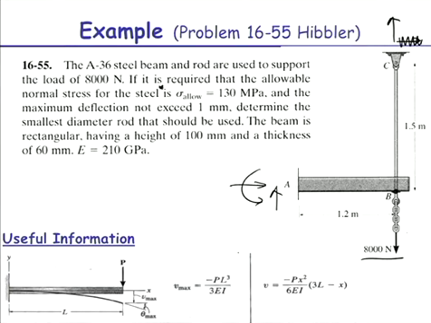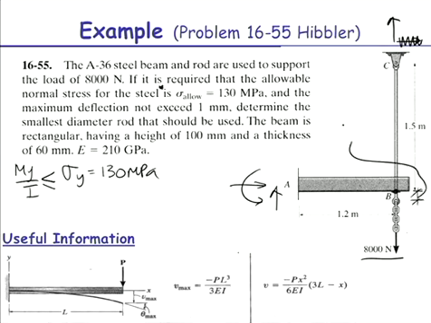So what are we told in the question? It is required that the allowable normal stress for the steel is 130 MPa. So basically our yield stress is 130 MPa, and thus our My on I has to be less than or equal to our yield stress. We're also told the maximum deflection, which will occur here at B. This deflection at B has to be less than or equal to 1 millimetre.